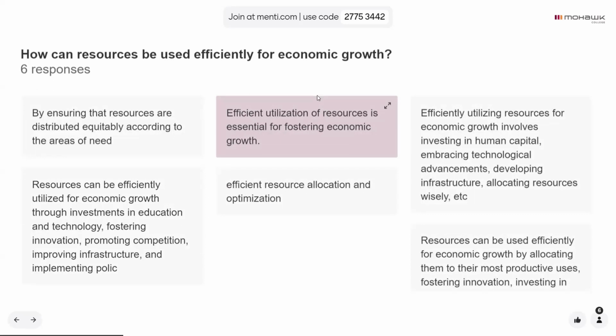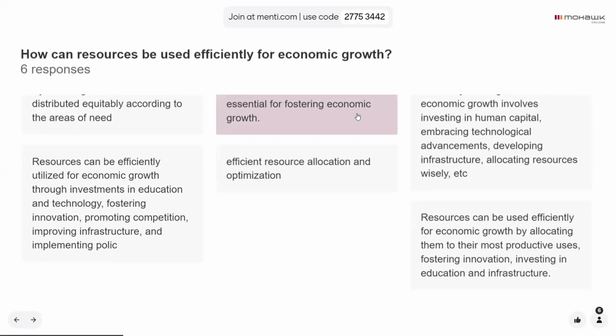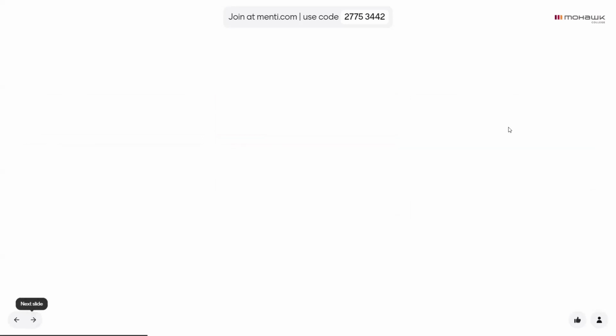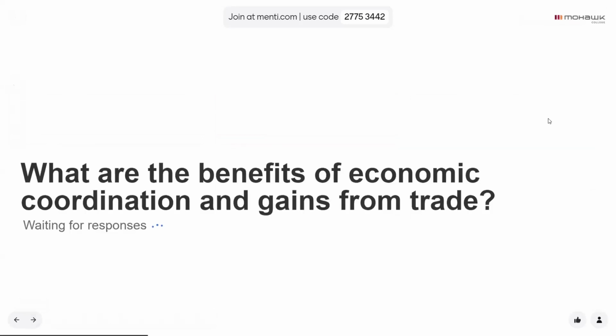Yes. Resources can be used efficiently for economic growth by allocating them to the most productive uses, fostering innovation, investing in education and infrastructure. Efficient resource allocation optimization. Resources can be efficiently utilized for economic growth through investments in education and technology, fostering innovation, promoting competition, improving infrastructure, and implementing policies. Yes. What are the benefits of economic coordination and gains from trade?